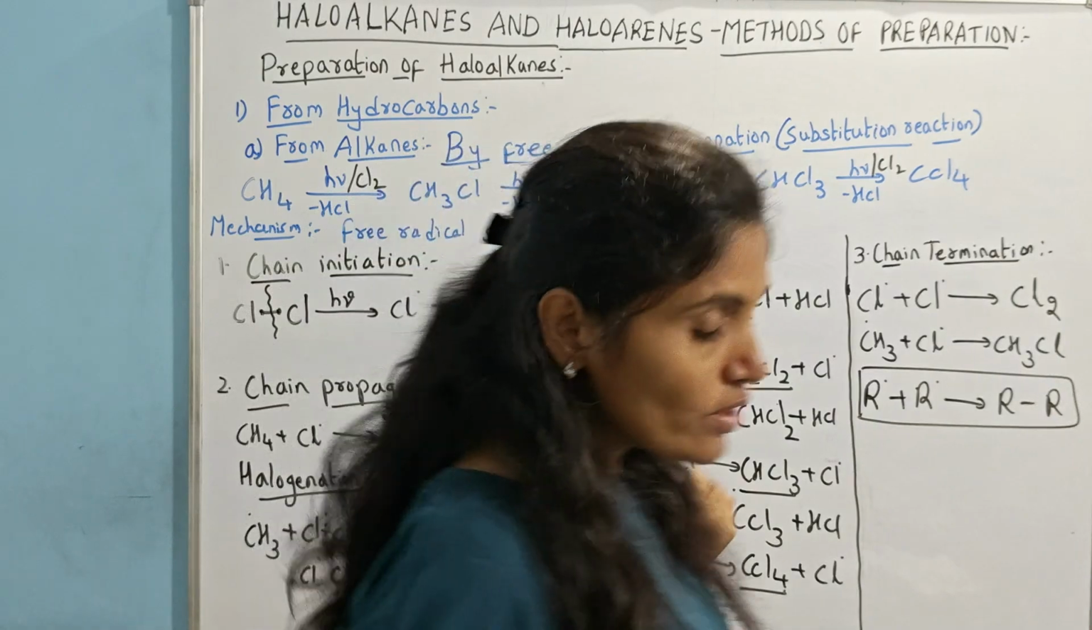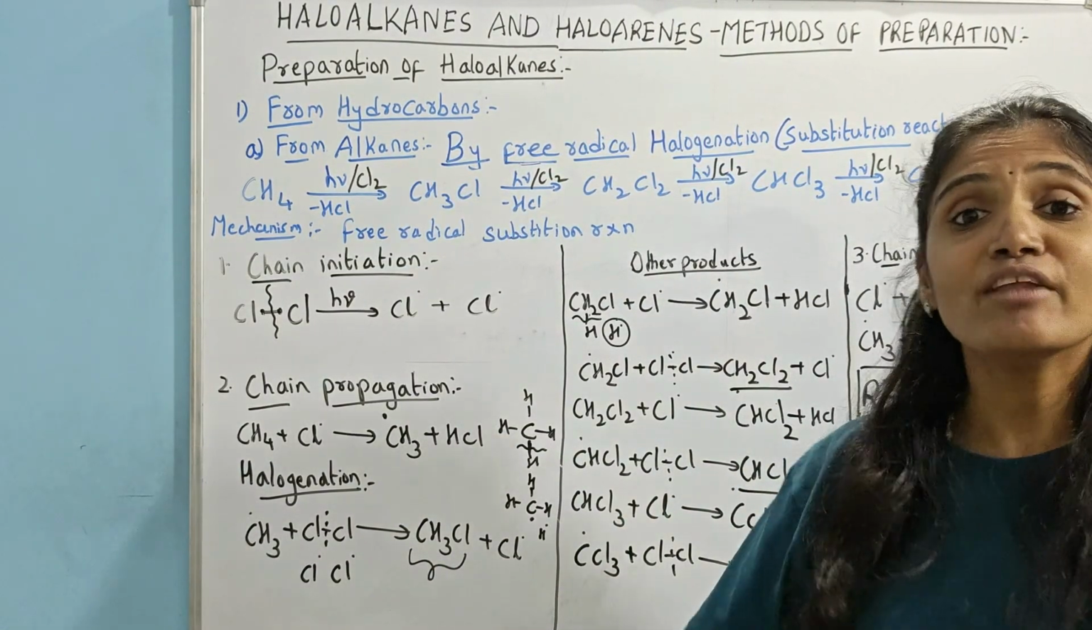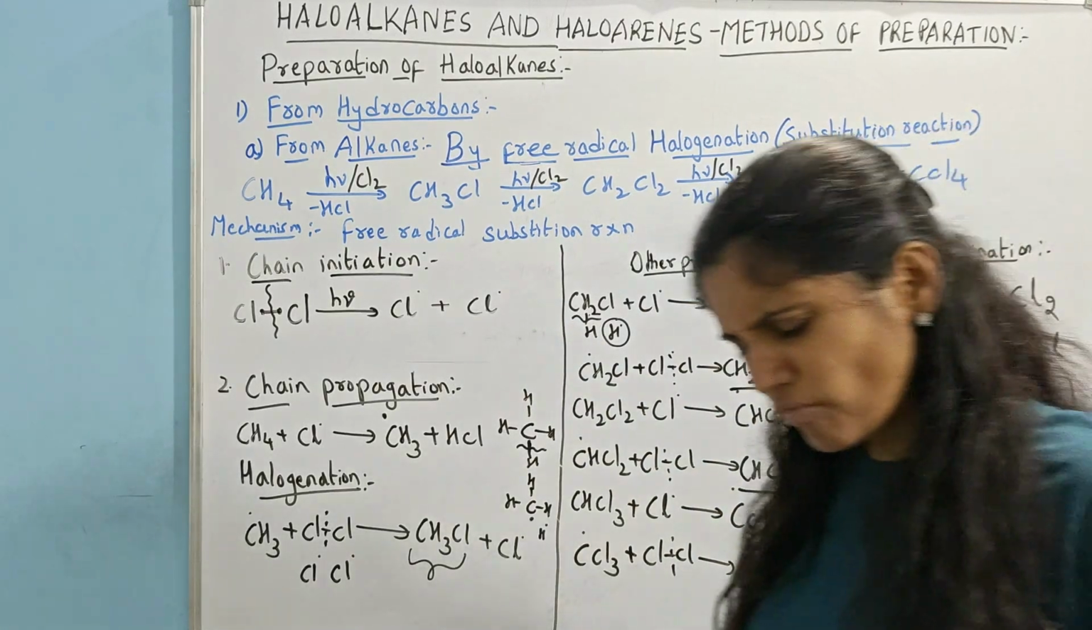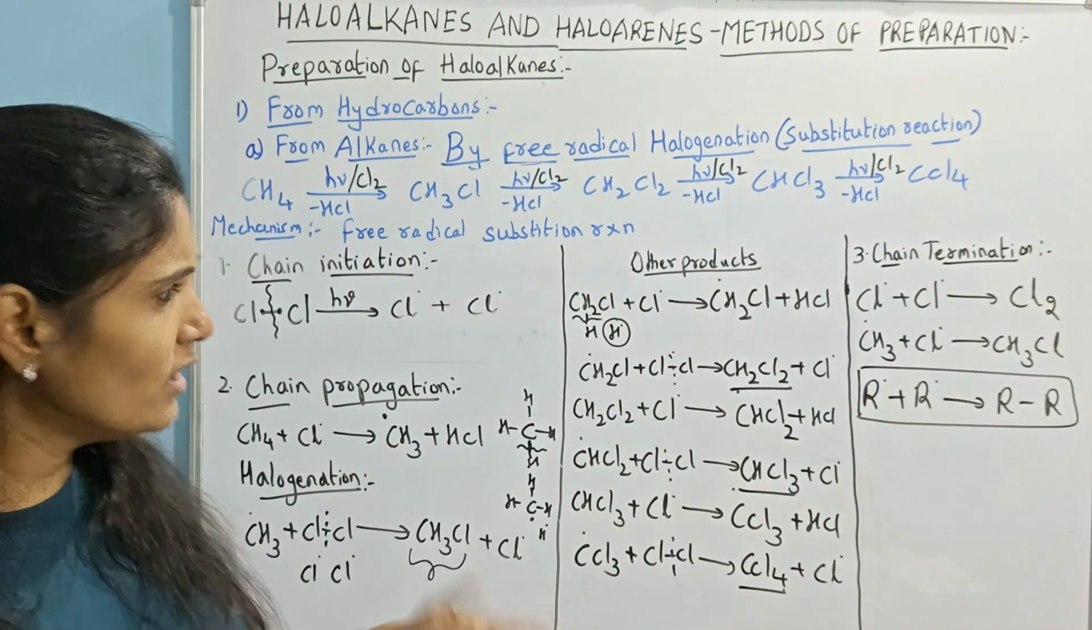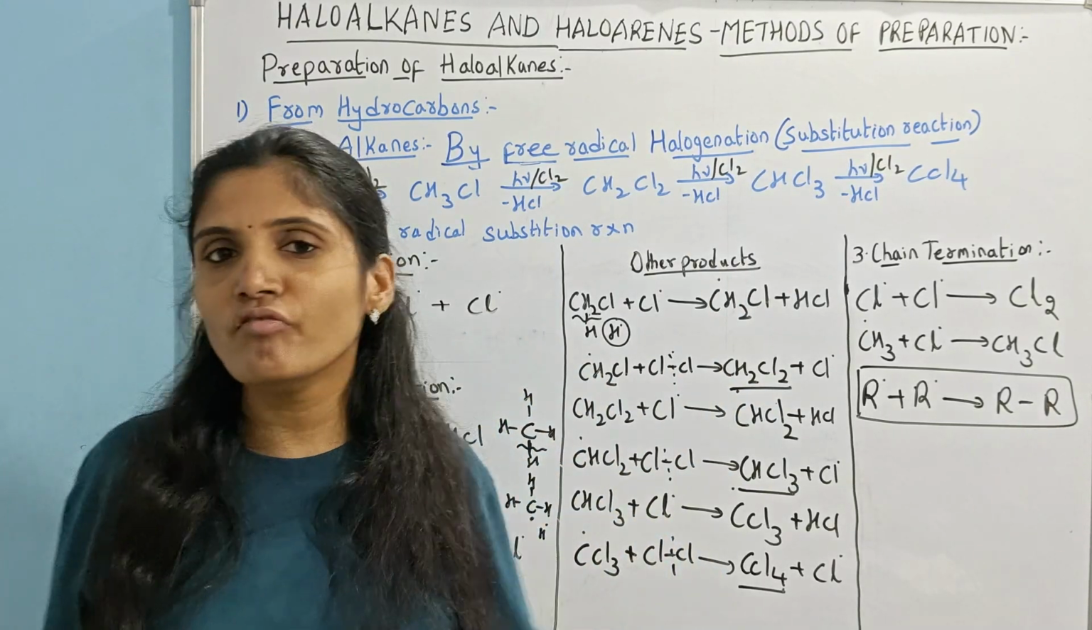So this is how you need to understand the mechanism of free radical halogenation of alkanes to give haloalkanes. It is very obvious there is no selectivity here. You will get all the products, it is kind of an uncontrollable reaction, and the yield is very low.